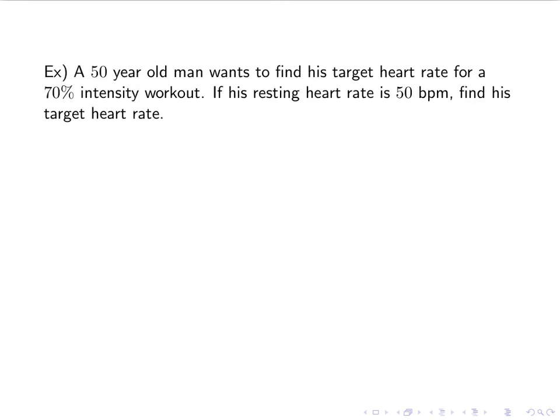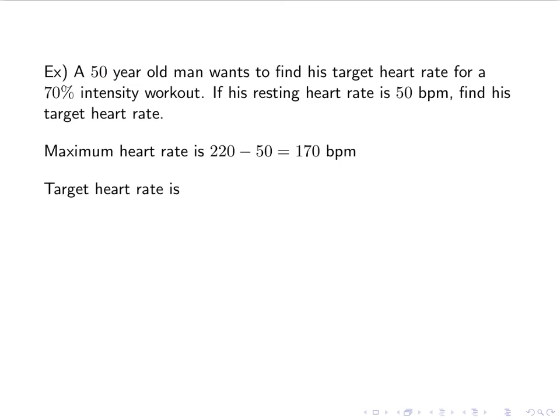So a 50-year-old man wants to find his target heart rate for a 70% intensity workout. If his resting heart rate is 50 beats per minute, find his target heart rate. So the first thing we're going to do is find the maximum heart rate, which is 220 minus his age. So 220 minus 50, and that's 170 beats per minute.